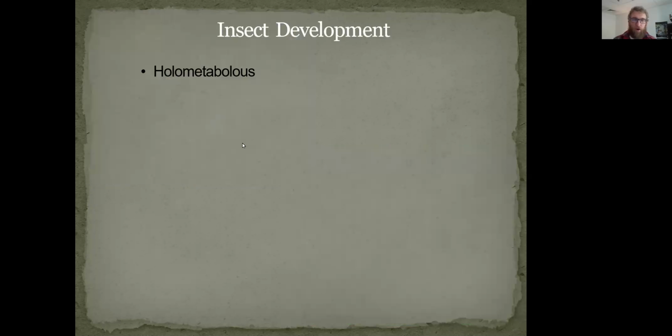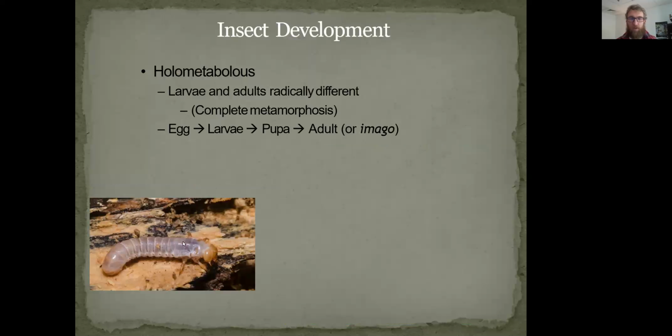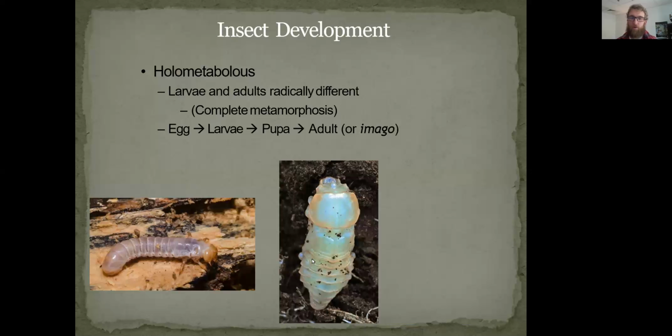All right, then we got the holometabolous, which means complete metamorphosis. So this one's going from egg to larva to pupa and then the adult. So this is what you think of as the grub, you know, and then it goes into this pupal stage where it's pretty crazy. If you have some time, you want to read about it.